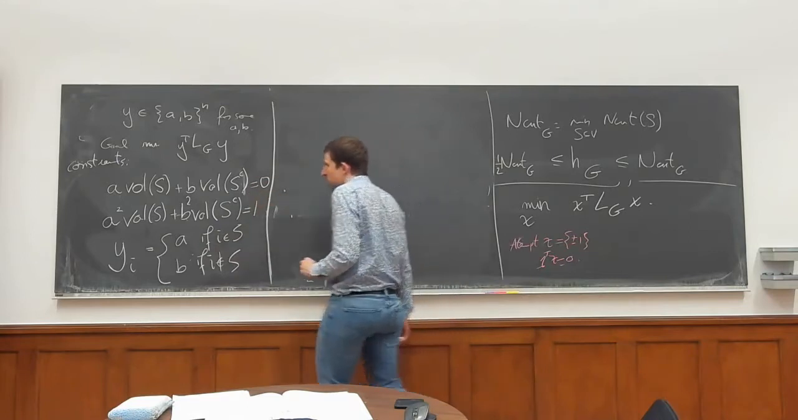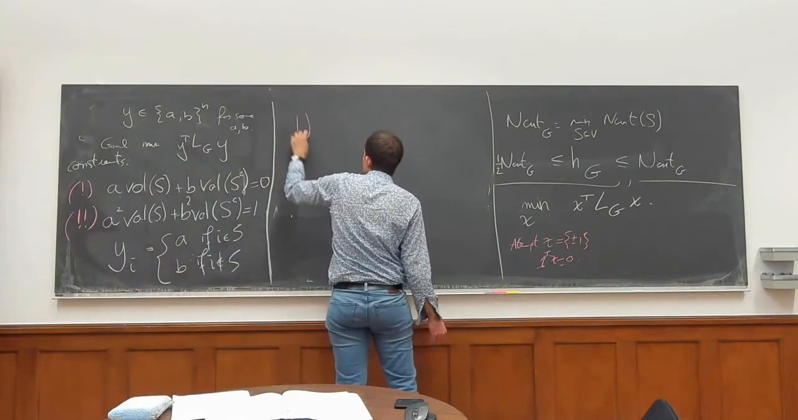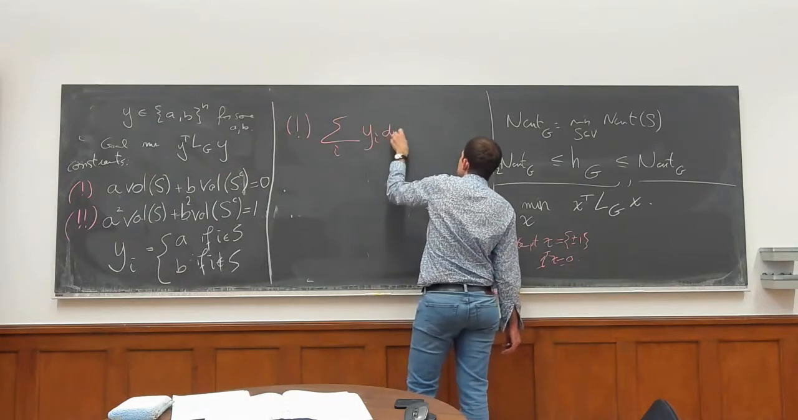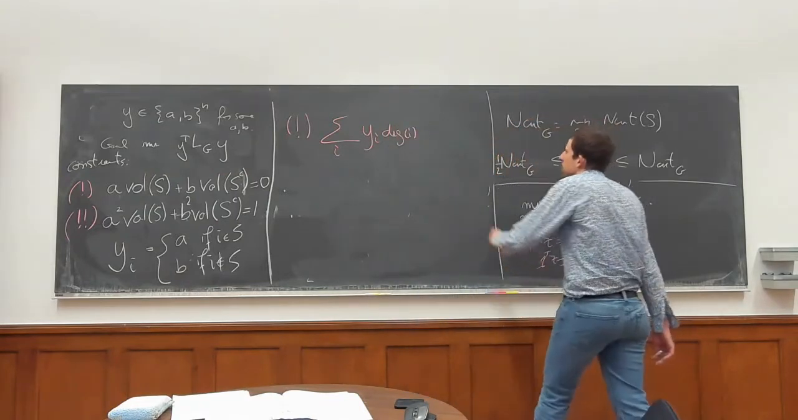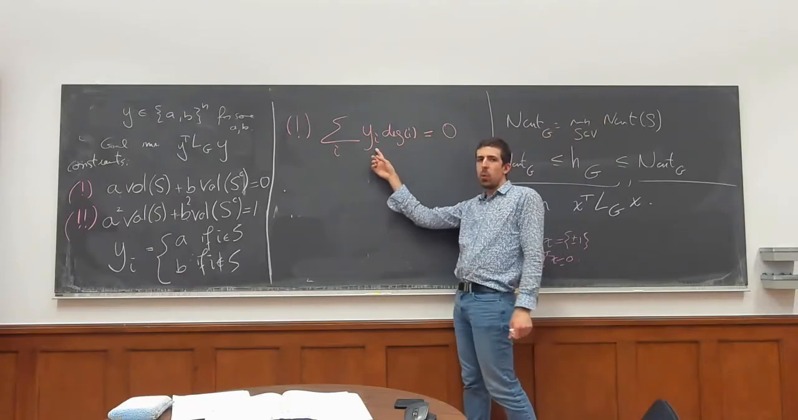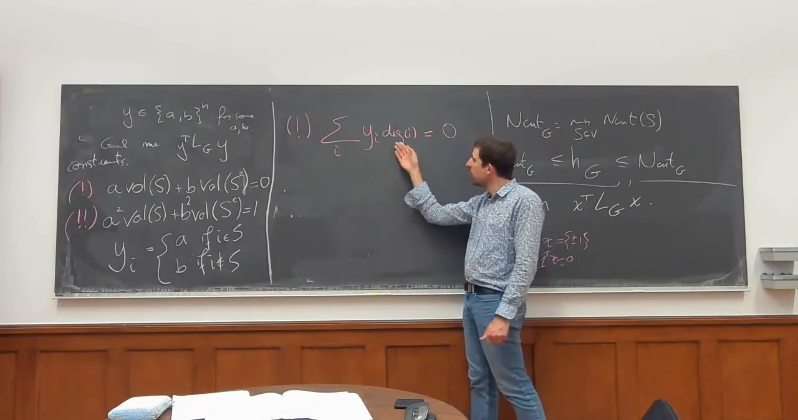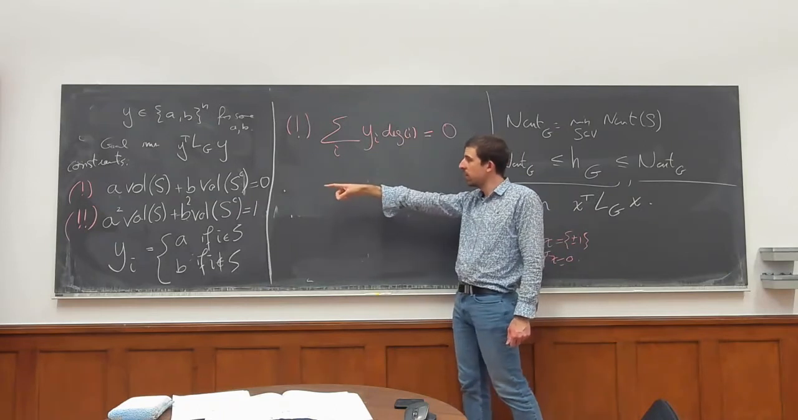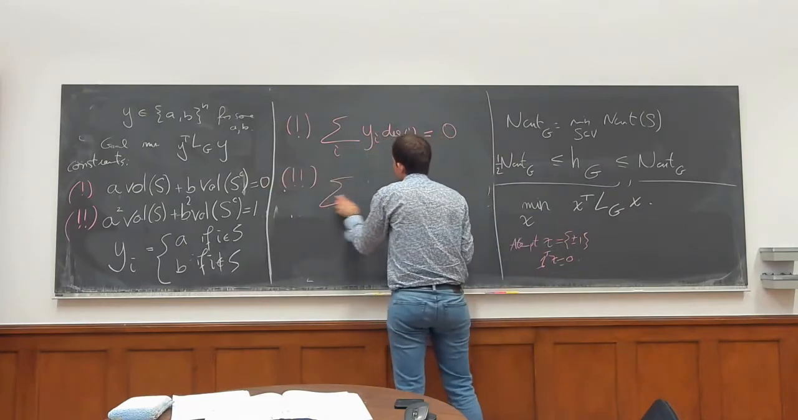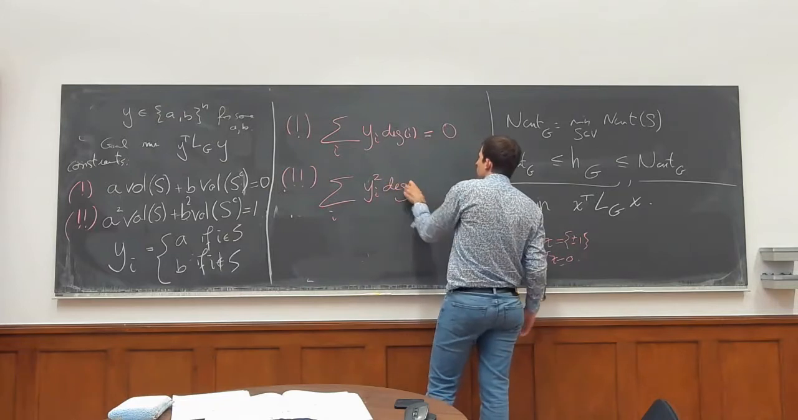What are we saying exactly? So let's look at what the constraints are. Let's say constraint one and constraint two. Constraint one is simply saying that my y needs to satisfy that the sum over i of yi times the degree of i needs to be equal to 0. Because if you think about what's happening here, yi will be A when i is in S, and so I'll get A times the sum of the degrees of the things in S, exactly the volume, plus B times the volume in S complement. So it's exactly this. And constraint two is exactly the same thing, but with yi squared times the degree of i.